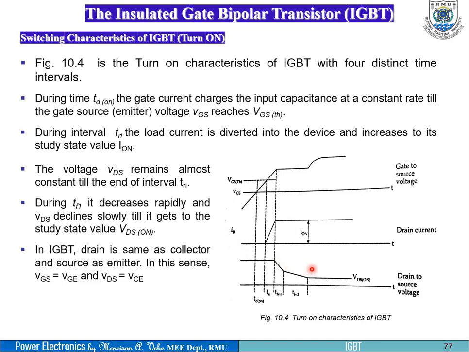So the voltage VDS remains almost constant till the end of the time. So the drain source voltage will virtually be constant. This is what we are talking about. Drain source voltage VDS on basically remains constant.